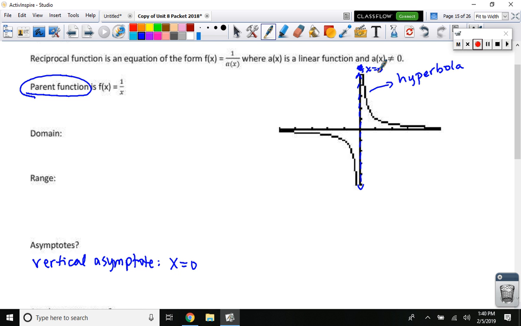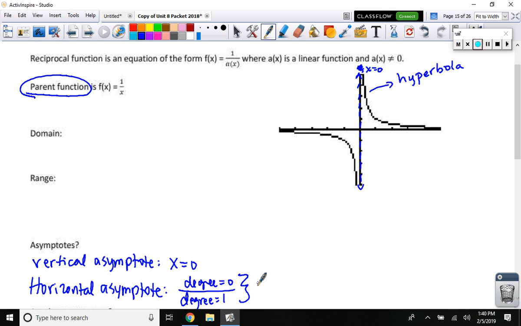All right, horizontal asymptote. If I use my rules, what's the degree of the top? The degree of the top is 0. Degree of the bottom? 1. So top is less than bottom, which means I have a horizontal asymptote at y equals 0. That's going to be my horizontal, which again makes sense in my picture. Good there?